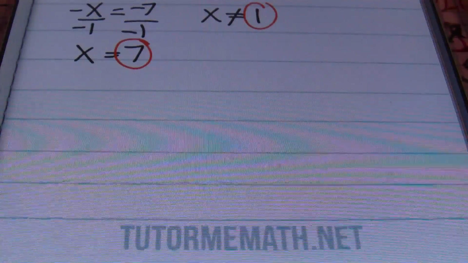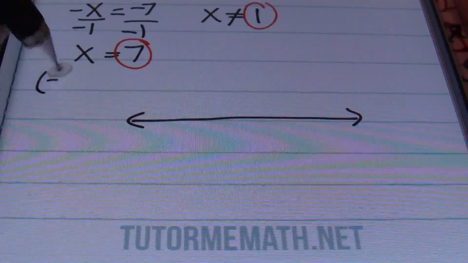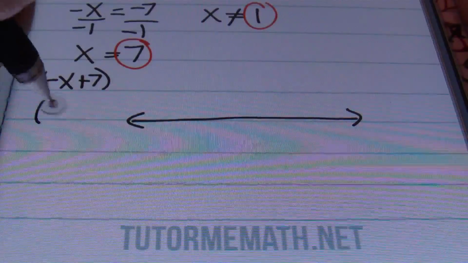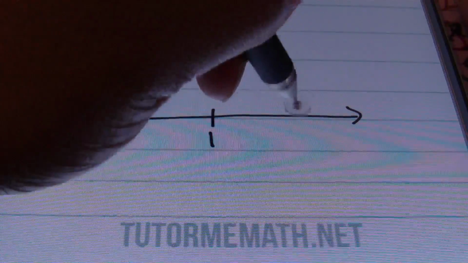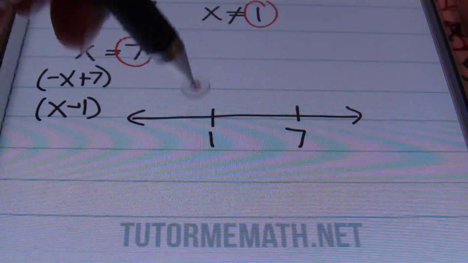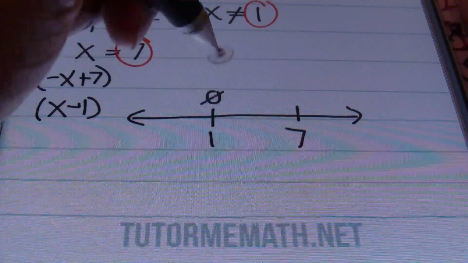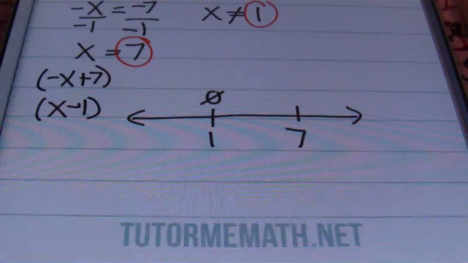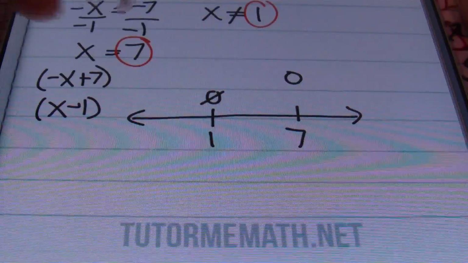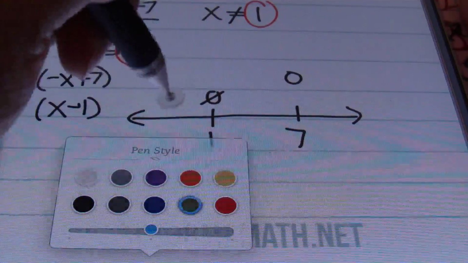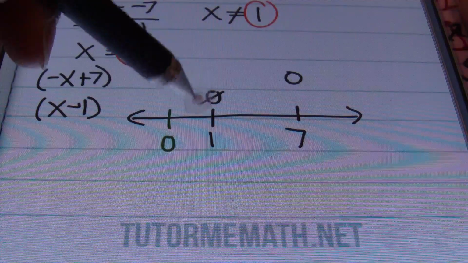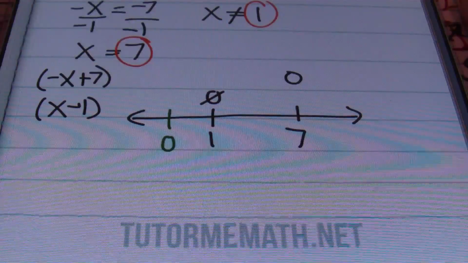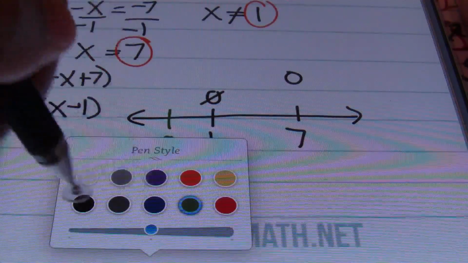So with my sign chart, I have my number line and my two factors, negative x plus 7, as well as x minus 1. On my number line, I know I have critical values of 1 and 7. I know that at positive 1, my second factor will be undefined, and I know that at positive 7, my first factor will equal 0. Then I'm going to use a test value, and let's say that we use 0 for our test value. As long as your test value is less than your lowest critical value, you're fine. So I'm choosing 0 here because it's easy to plug in.